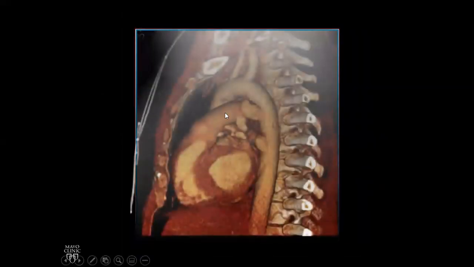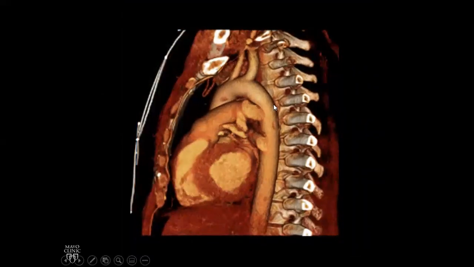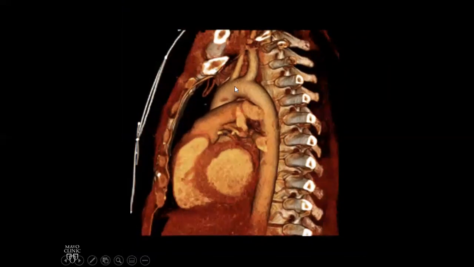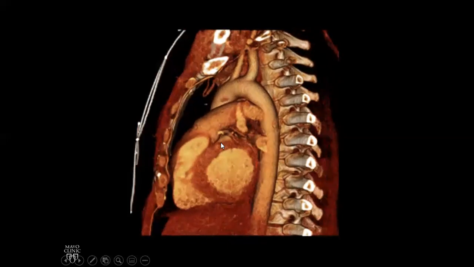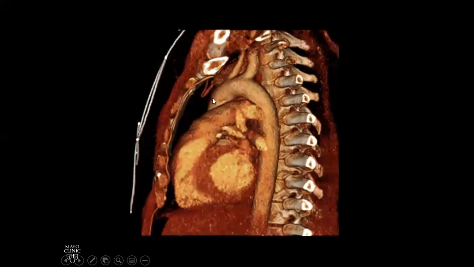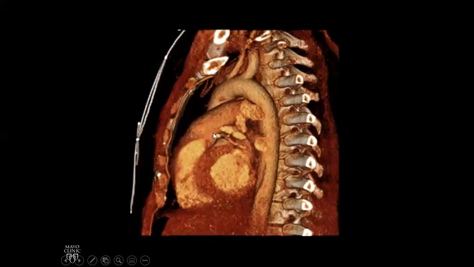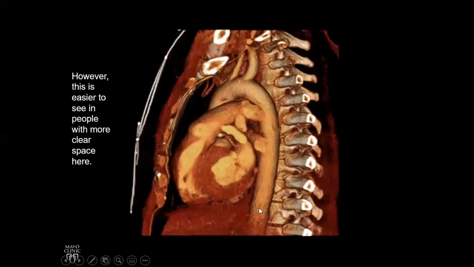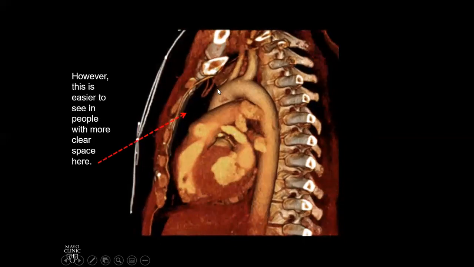So if we peel away, and we've been talking about it and seeing it in the background in a lot of these cases, here's the ascending aorta. It kind of comes around here, loops around the right ventricle and the main pulmonary artery, arches over and comes back down on the left side. So this is easier to see in more people with more clear space.